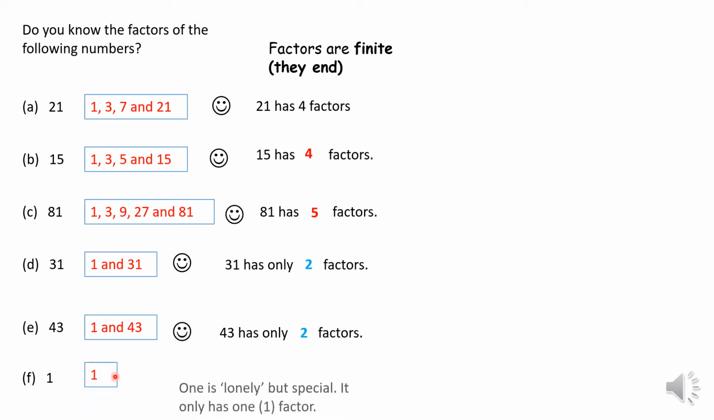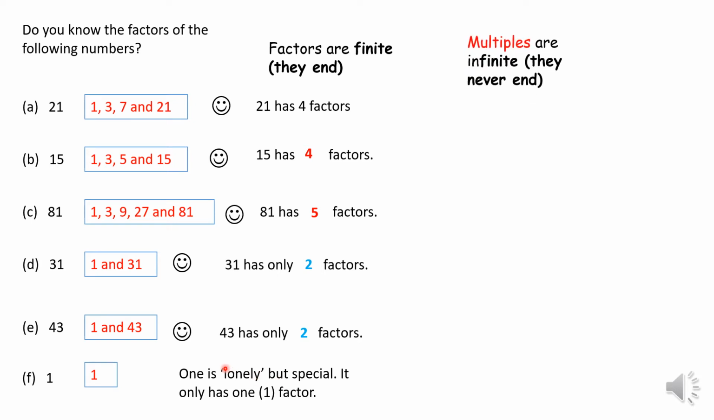Let's talk about the number 1. This is a special kind of lonely number. It has only one number that goes into it. So when we talk about composite numbers and when we talk about prime numbers, 1 is not included in that scenario. It's a special number, because it only has itself. So it's kind of lonely, but it's still a very important number.